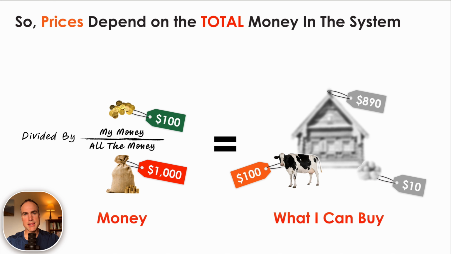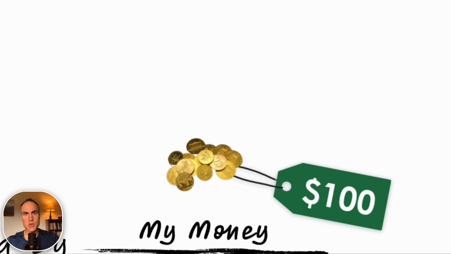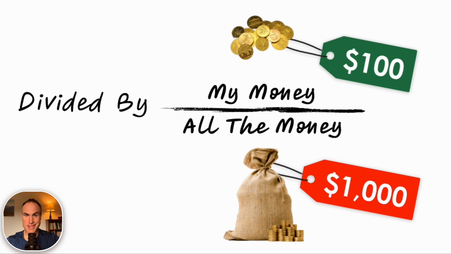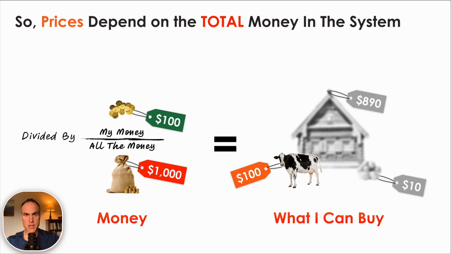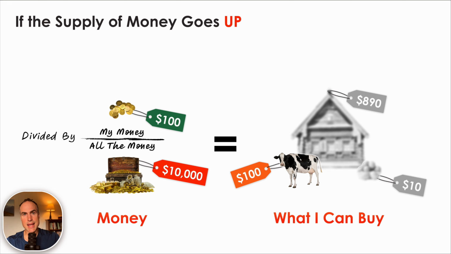And what this means is that the prices that you have to pay for different items are a function both of the amount of money in your bank account as well as the total amount of money in the system. If you've got $100 and the total supply of money is $1,000, then you've got 10% of the purchasing power in that system. You can buy 10% of the stuff that's for sale. But if the money supply increases by 10 times, your purchasing power goes down.